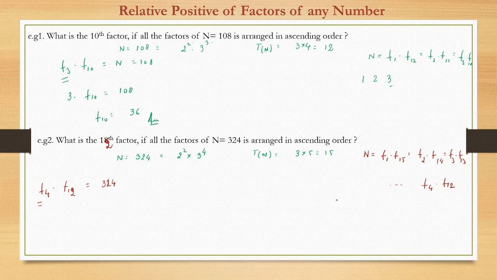F4 we can manually get from the first factors. 1 would be the first factor, 2 would be the second factor because 2 divides 324. Then does 3 divide 324? Yes, 3 would be the third factor. Then we check with the next number, 4. Does 4 divide 324? Yes, it divides. So 4 is the fourth factor. So here we write 4 into f12 is equal to 324. So f12 is nothing but 81. 81 is your answer for this question.